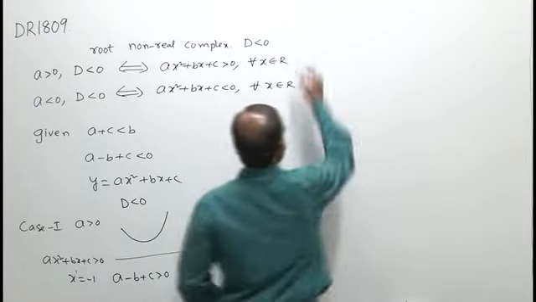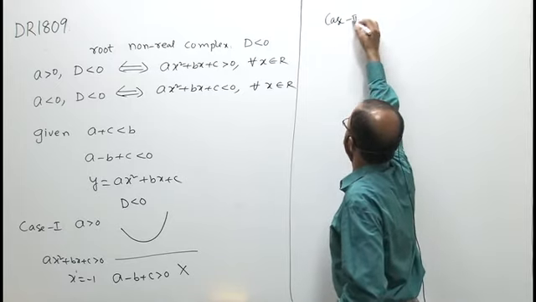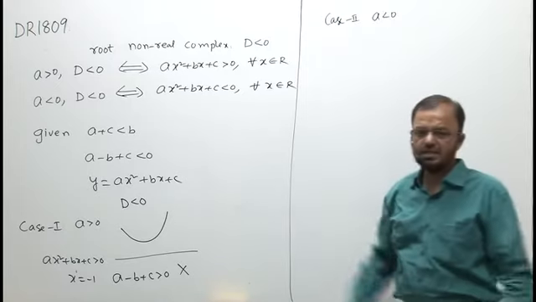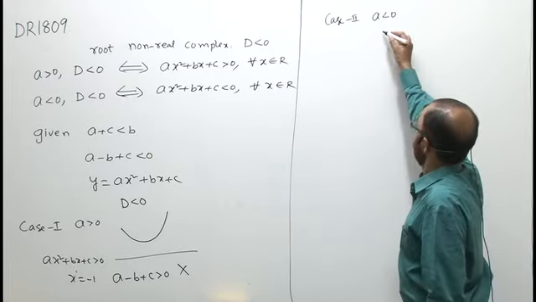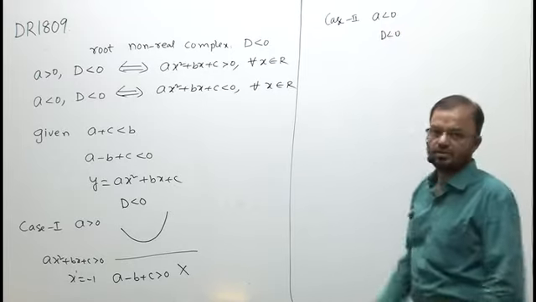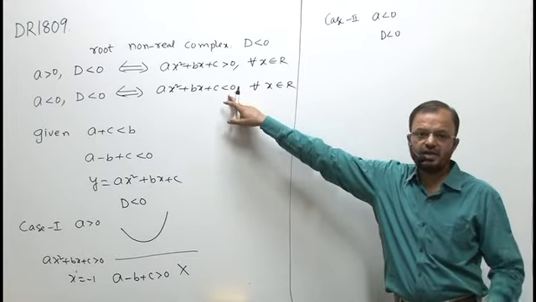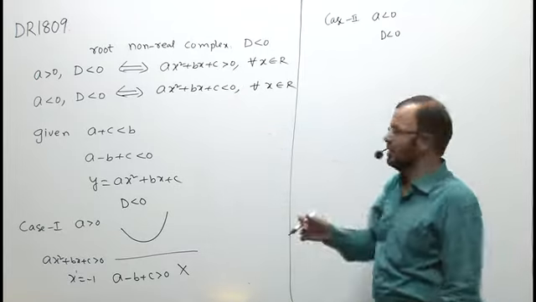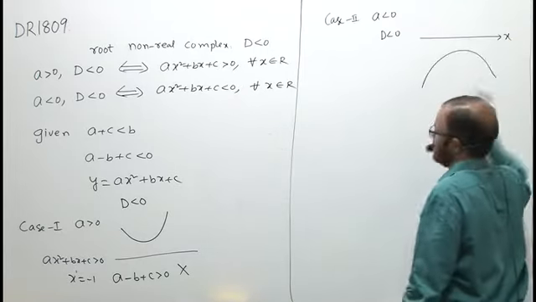I go to the second case. If a is less than 0, already we know that d is less than 0. The expression will be always negative. If I draw the graph, it will be below the x-axis. This is your x-axis, this is the graph.